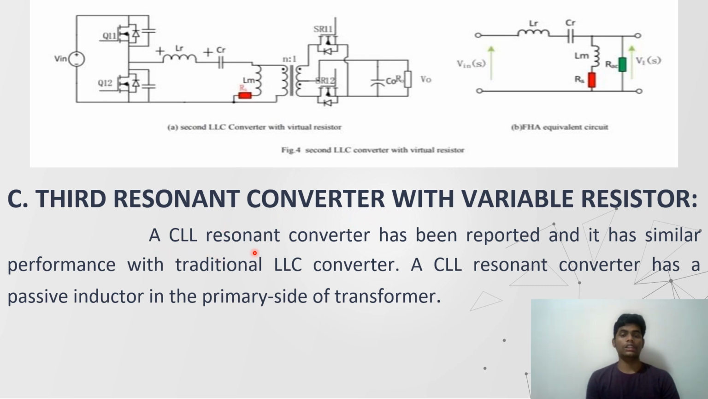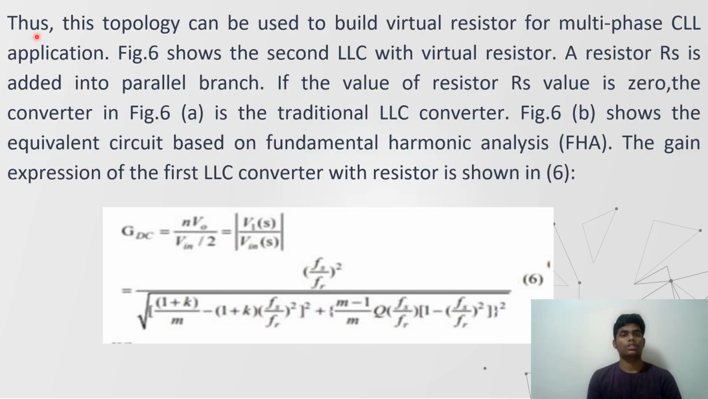A CLL resonant converter has been reported and it has similar performance to the traditional LLC converter. A CLL resonant converter has a passive inductor on the primary side of the transformer. Thus, this topology can be used to build a virtual resistor for multiphase CLL application.